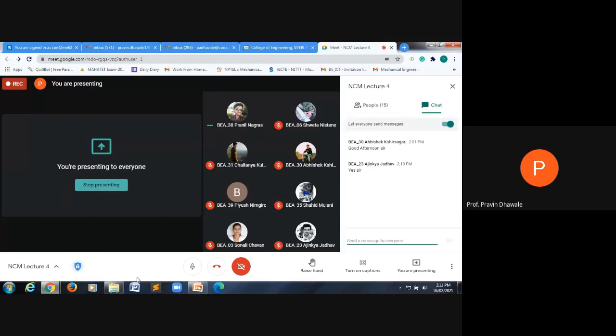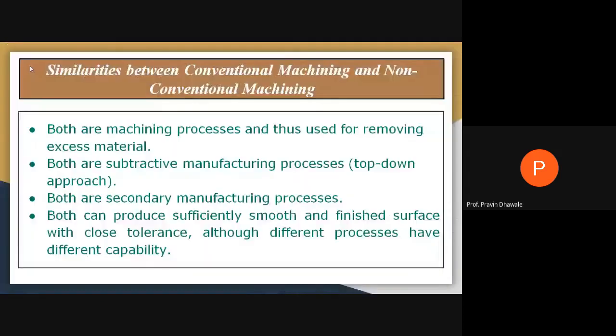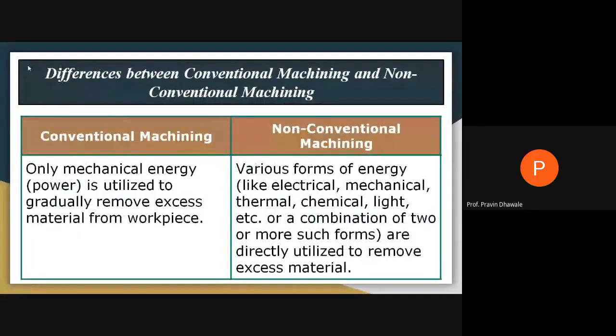After that, we discussed the similarities. Now we focus on the differences. What are the different parameters, or what is the main point which will differentiate these two processes? Now, the difference between conventional machining and non-conventional machining. We are dividing this into two types: conventional and non-conventional.